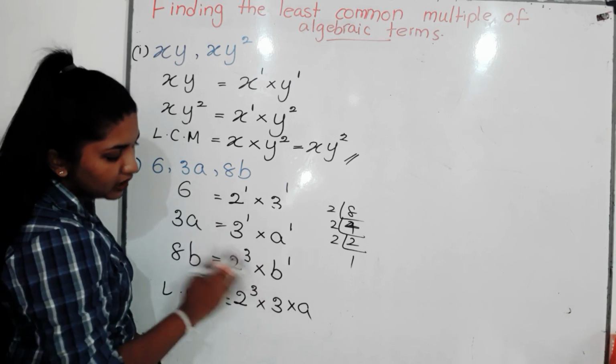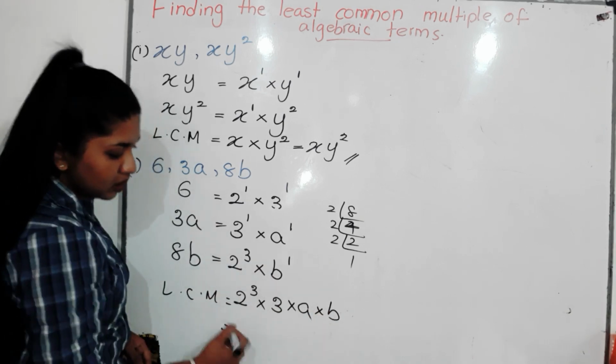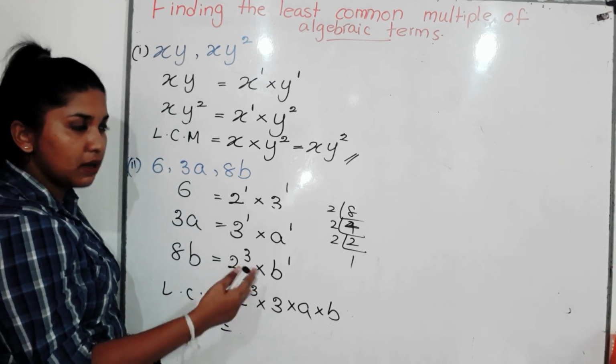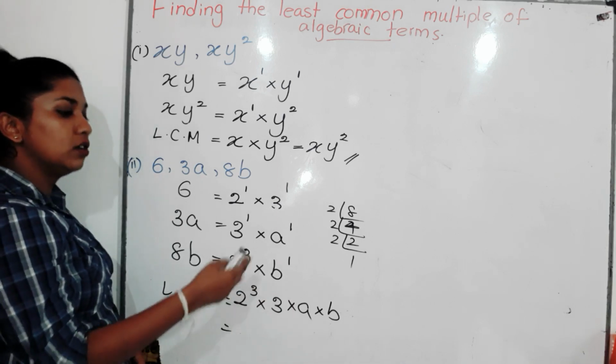There's no any other a terms. Then b into b. 2 to the power 3. What's the value of 2 to the power 3? 2 to the power 3 is not equal to 2 times 3. 2 to the power 3 is equal to 2 into 2 into 2.